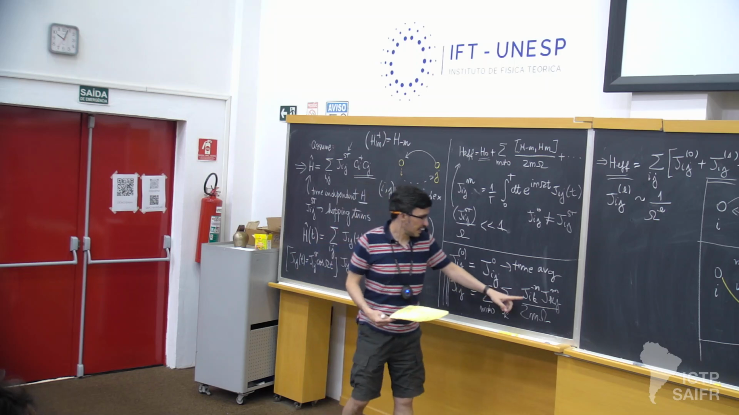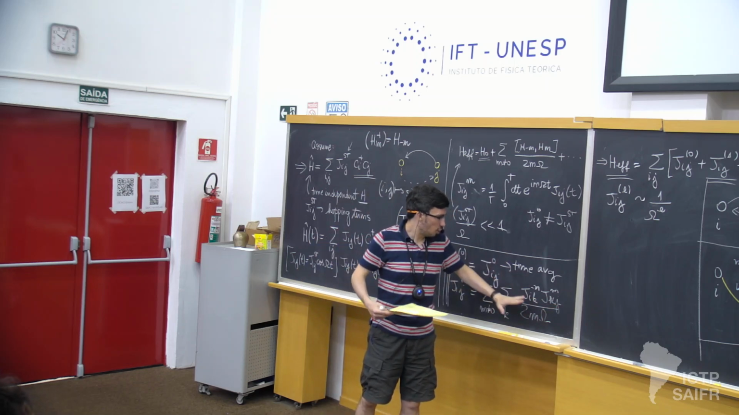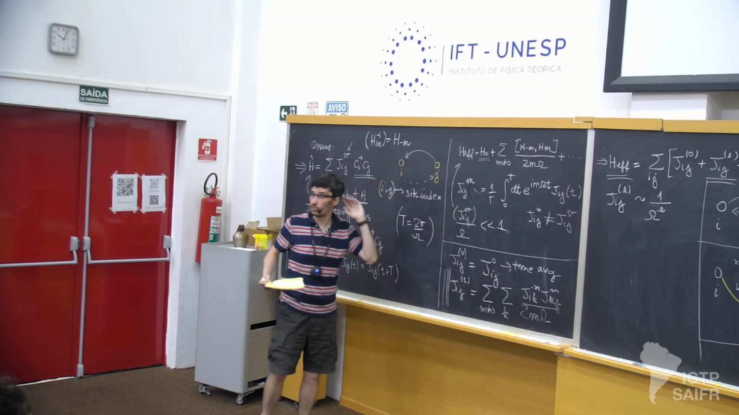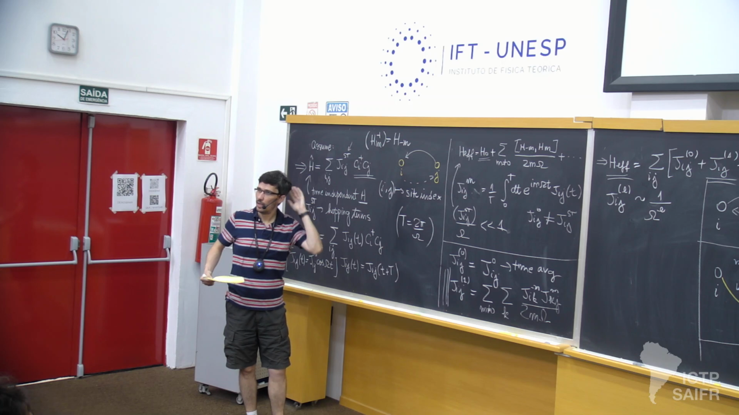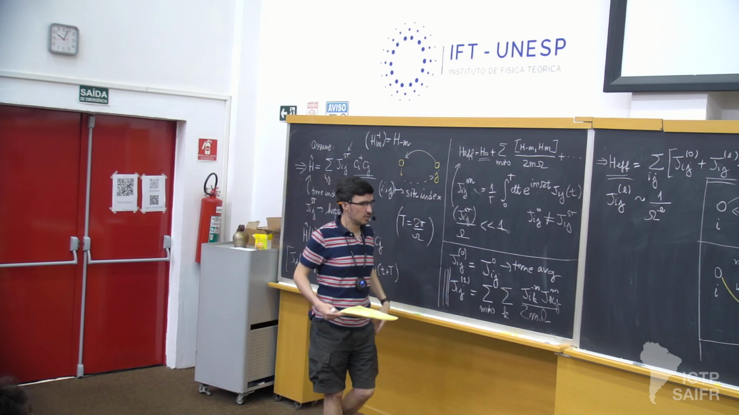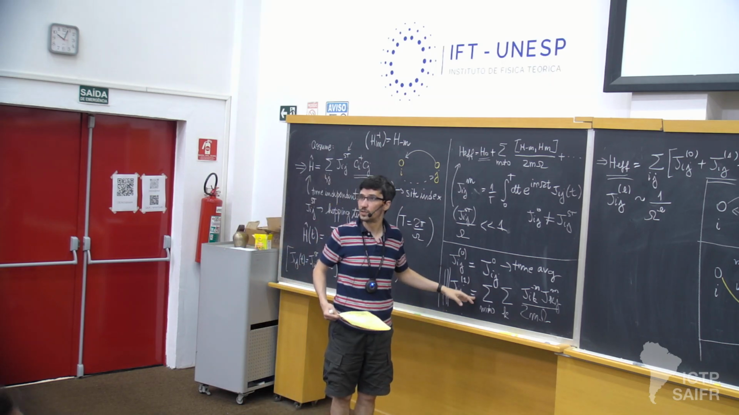Sure, and you can make I equal to J. All the combinations are possible, yes, at this point. So that's why we're going to do some lattices, and we're going to discuss in more detail what these things mean. Okay?